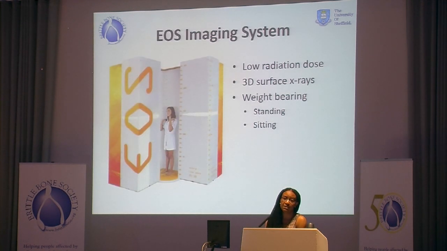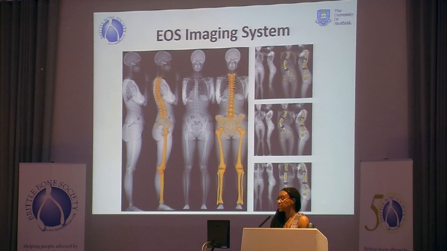This is a pretty clever piece of kit that takes the images from the front and from the side at the same time. And it can be done while the patient is standing or sitting in a chair rather than lying down. So you actually get the true weight-bearing properties and alignment of the lower limbs, the upper limbs, the spine. And it gives you 3D surface radiographs. So the radiation dose is comparable to DEXA. And this is the quality of the images that you can get.